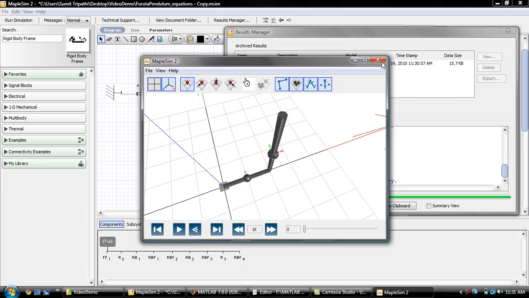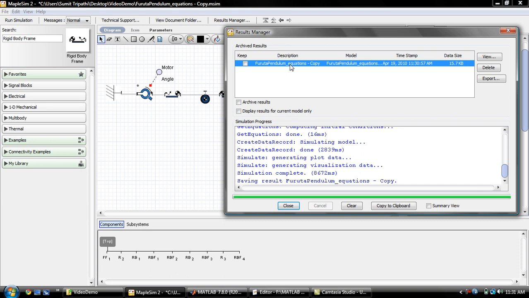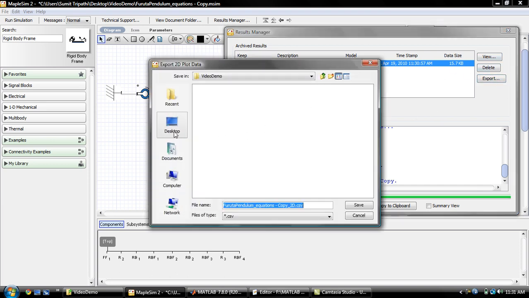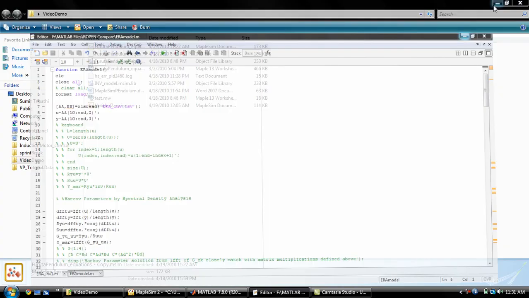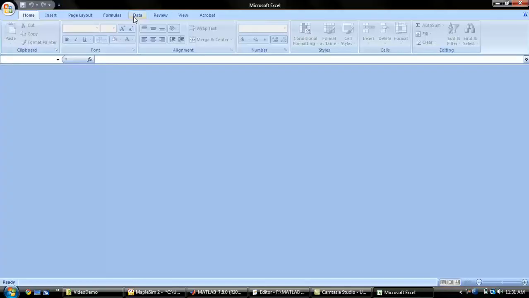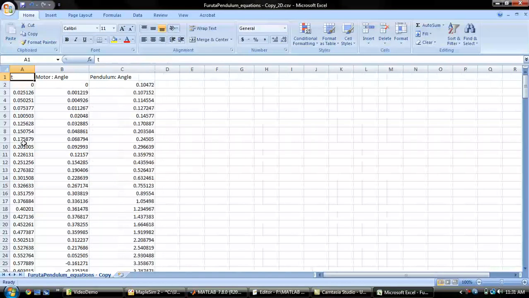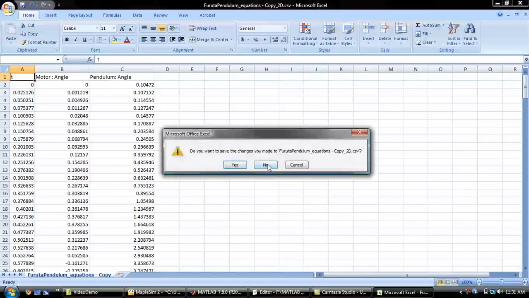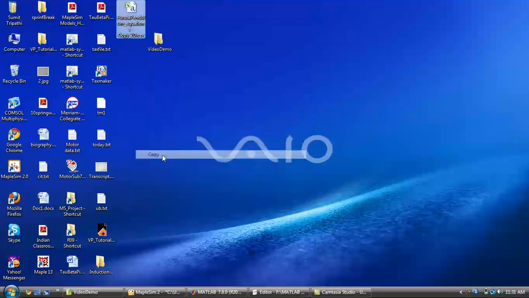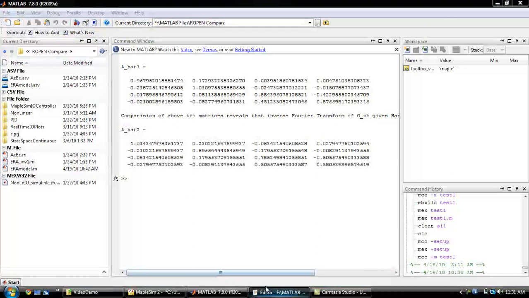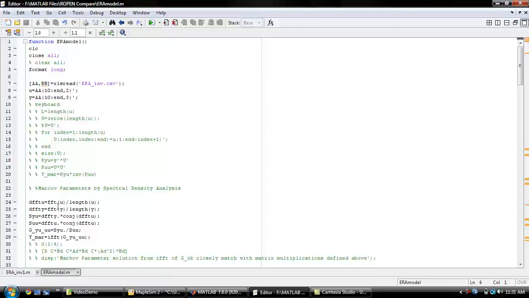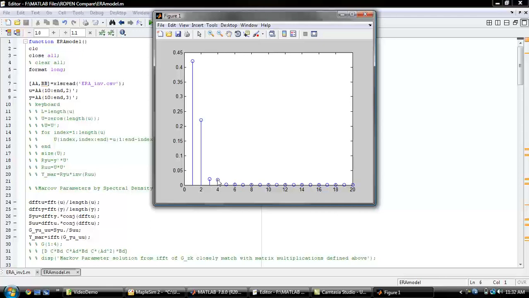This data can be exported to a comma delimited file for further analysis. You just say export. So we have the timestamp, motor angle, pendulum angle and everything. We can analyze it further anywhere we want, say in MATLAB. Right now I'm doing an eigensystem realization. There are four dominant modes, others are zero. It's pretty obvious that we have two states for the motor angle and two states for the pendulum.